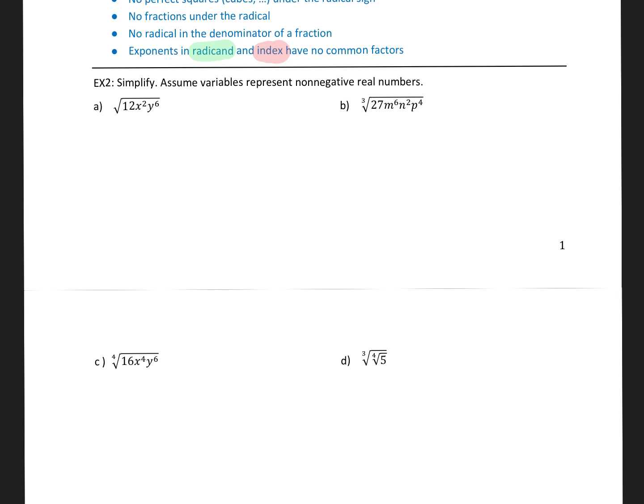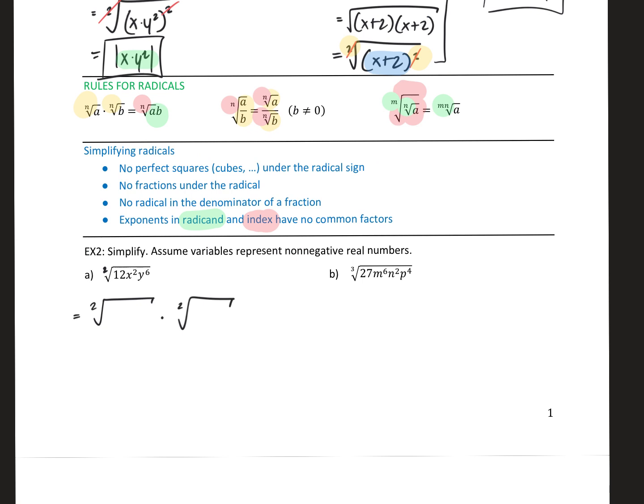So example 2, assume variables represent non-negative real numbers. Let's see, what was I doing? Okay, yeah, so this is a square root. Now my goal is to see if I can create something squared inside of here. When I can do that, I can cancel them. Okay, again, that's my goal. So I'm going to find a way to sort of finagle that to simplify. Well, 12 is not a perfect square, but is there a perfect square number within 12? There is, there's a 4. So I'm going to write this as my perfect square times the non-perfects. Again, I'm allowed to do that with our rules right here.